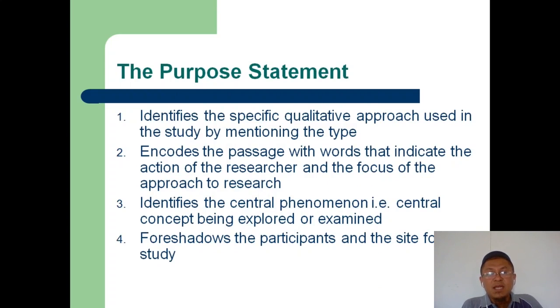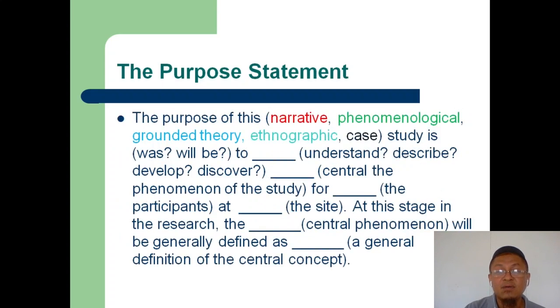The purpose statement identifies the specific qualitative approach used in the study by mentioning the type. Out of the five, which one are you going to choose? Encode the passage with the words that indicate the type of research. I'll show you after this. It identifies the central phenomenon, and then foreshadows the participants and the site for the study. This is the template that you can try to adopt and adapt from here.